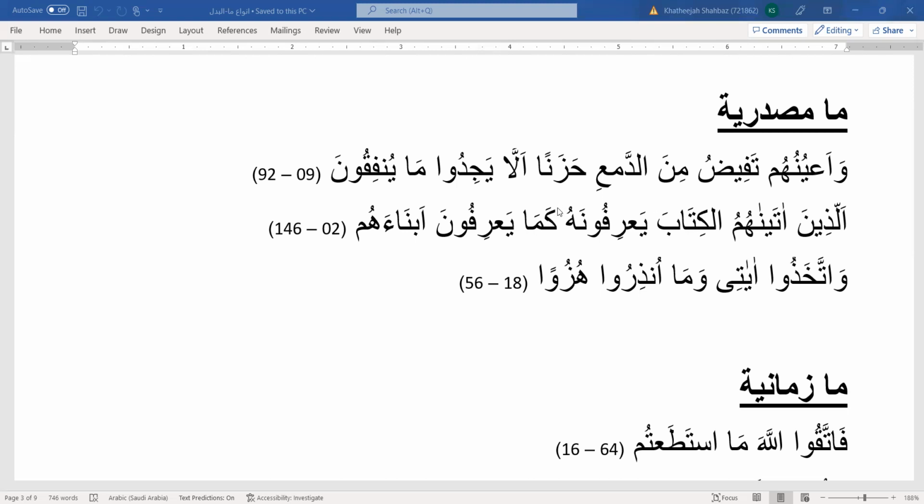Okay. If I translate it as ma mausula, or regular translation, ma is what. So if I translate it as what, then it will be those who we gave them the book, they recognize it as what they recognize their fathers. It doesn't make sense if I translate it as what. So it cannot be translated as what. This is actually ma masdariya. So ya'rifuna. Arafa ya'rifu. Masdar is ma'rifa.